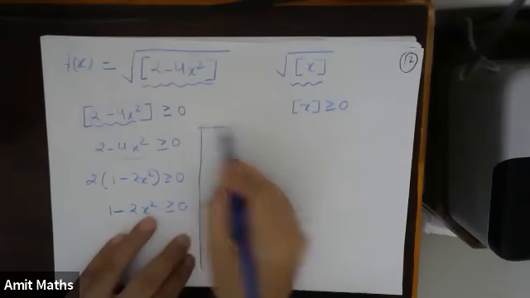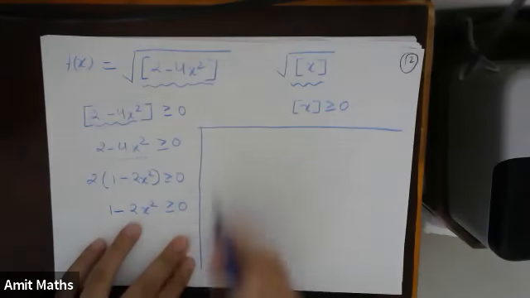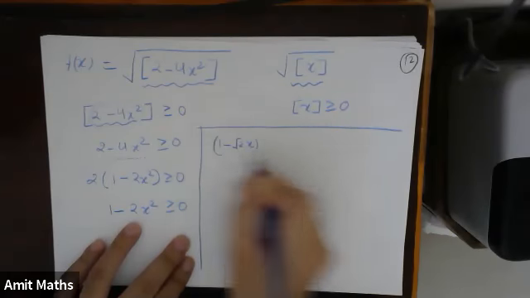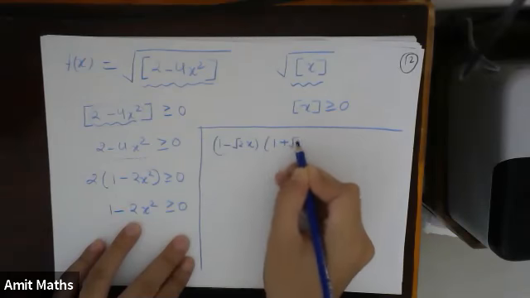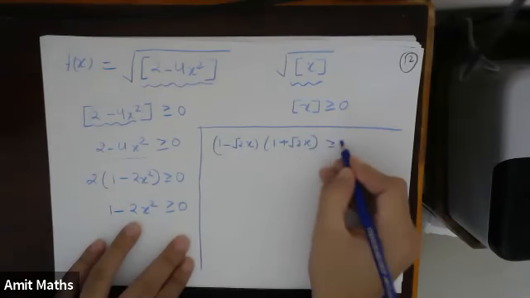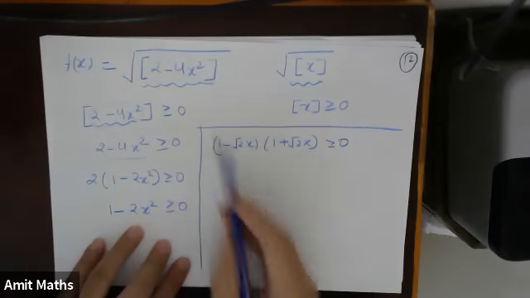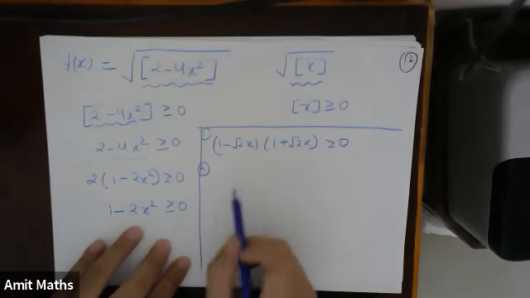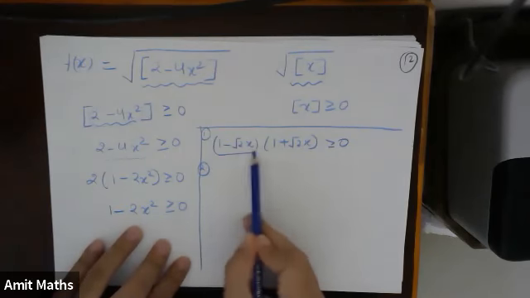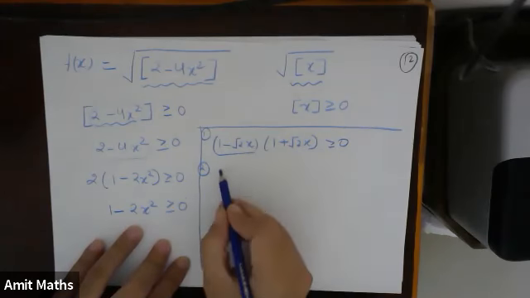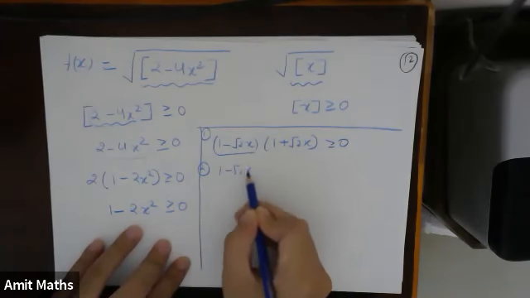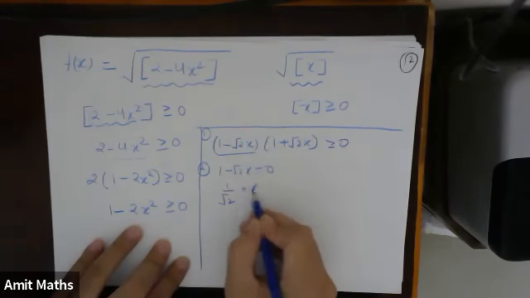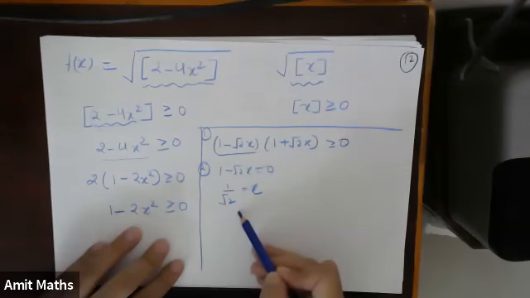How can I solve it? I'll factorize it first. So this will be 1 minus root 2 x into 1 plus root 2 x should be greater than or equal to 0. The first part was factorization. Second part was finding the critical points. For this one, the critical point will be 1 minus root 2 x is equal to 0. So the critical point is 1 by root 2 is equal to x.